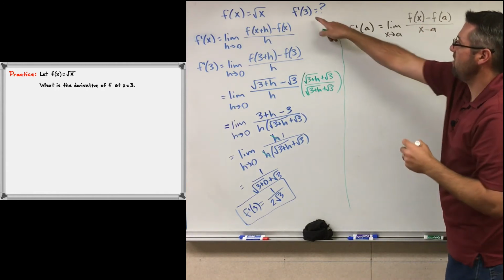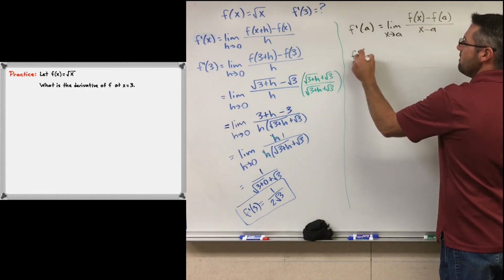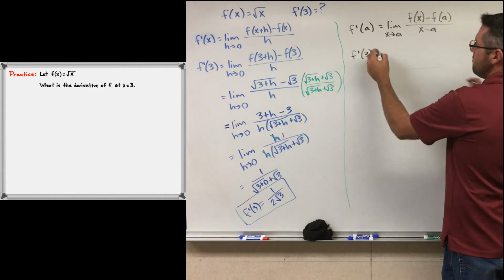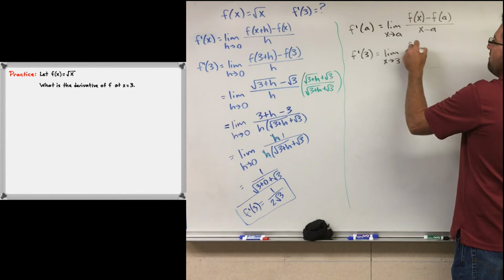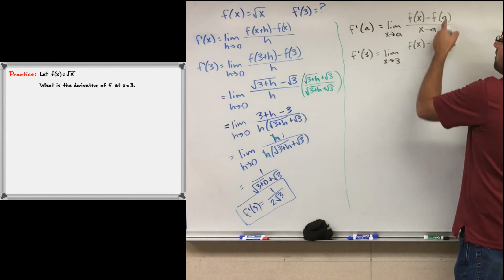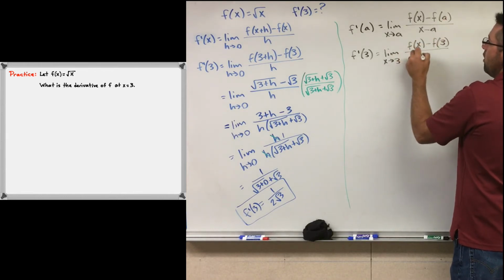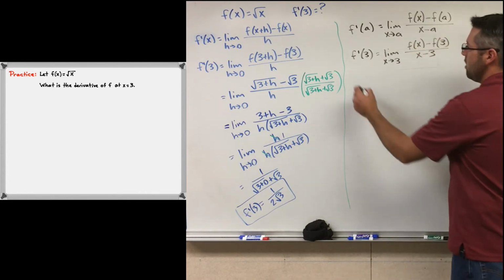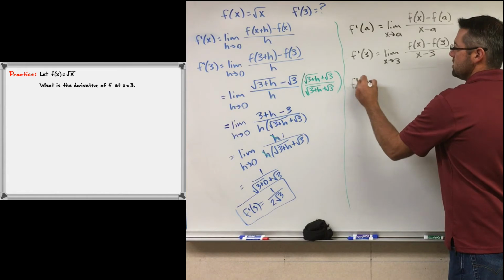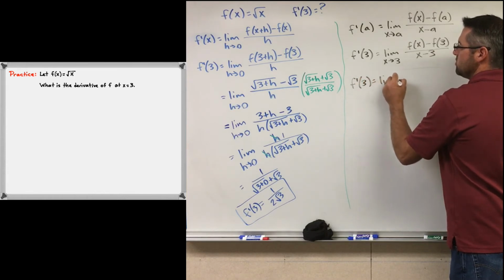And we are looking for f prime of 3. That means we are replacing the a value with 3. So that says the limit as x approaches 3 of f of x minus f of 3, because a is 3, over x minus 3. And so we've got to figure out what these values are, and we'll continue on our journey through this problem.